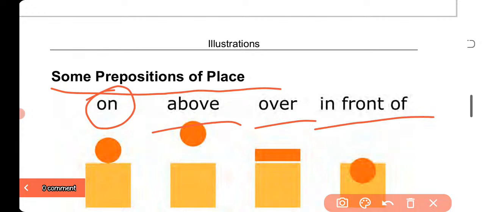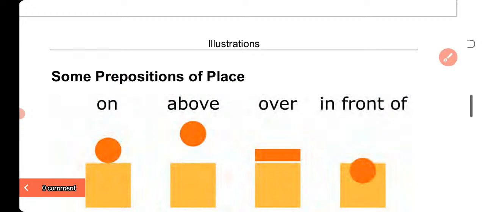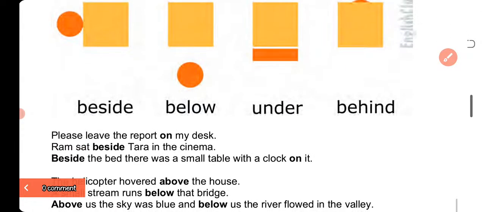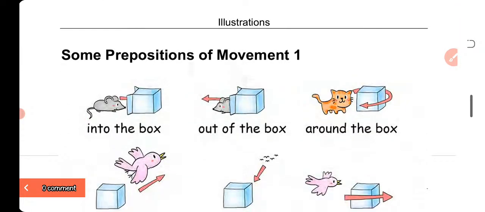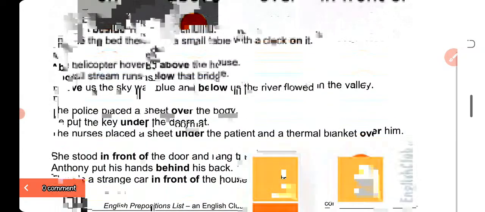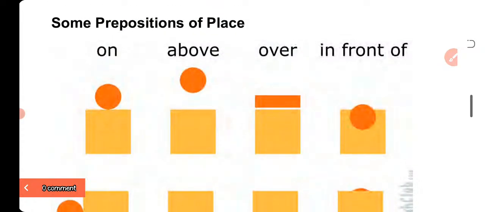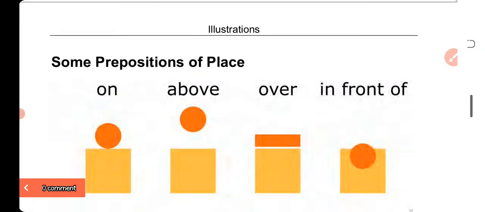Before talking about all these things, we'll talk about on. These are all prepositions of place. The first one is on. We will discuss on in detail. The first use of on is to show that something is on a surface, just like this one.